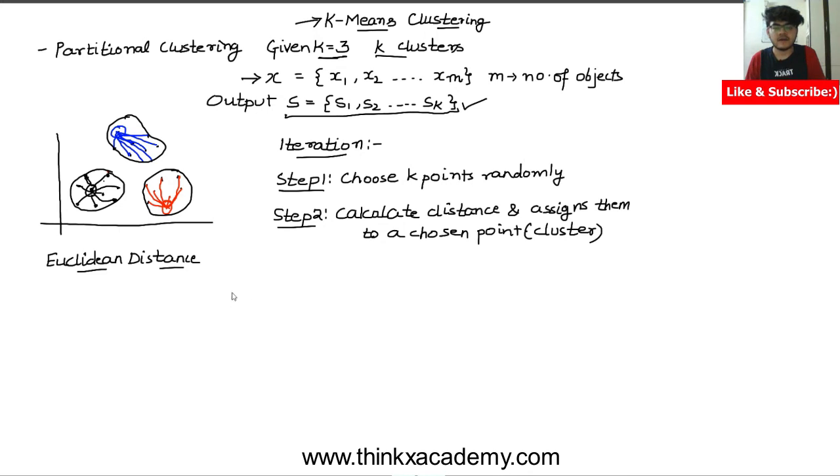So now first of all, let me define what is Euclidean distance. The formula for Euclidean distance goes from s equals 1 to n, and inside it we write (x_is minus x_js), where s belongs to the cluster number, right? Then we do the square, and finally we take the square root of this, right? So this will give me the Euclidean distance, and I can use this to calculate the distance, and we will assign them to a chosen point.